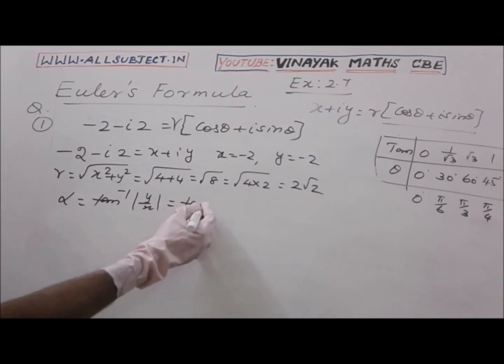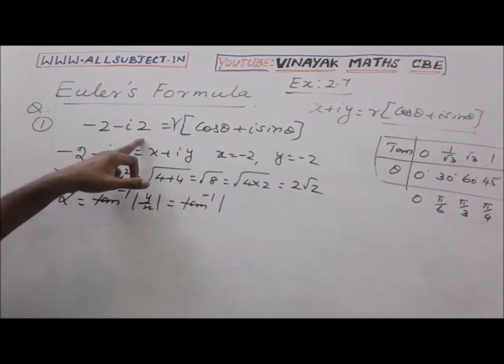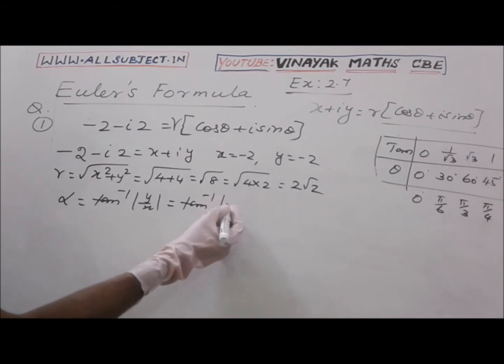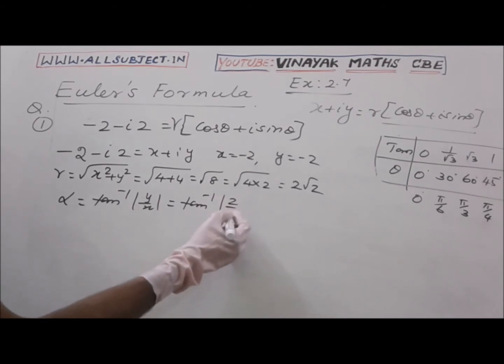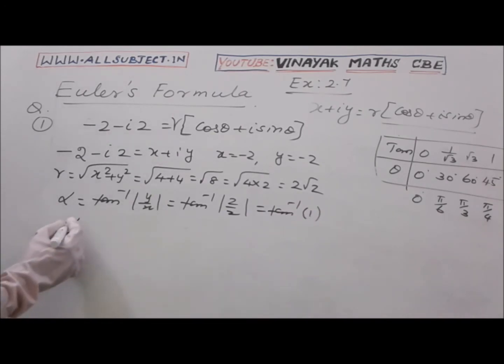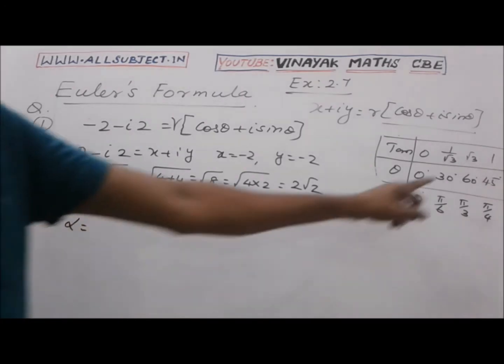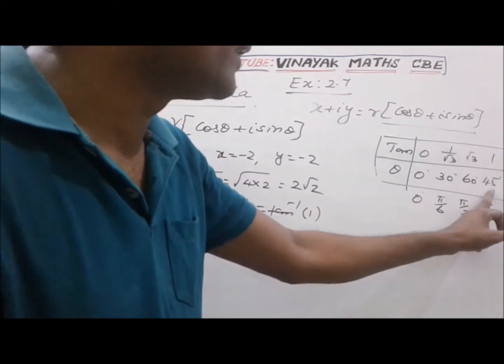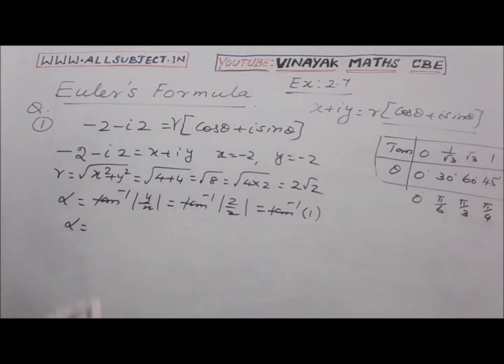Alpha is equal to tan inverse of y by x, that is, 2 by 2, taking the modulus, so 2 by 2 equals tan inverse of 1. So alpha is equal to, when tan is 1, theta is 45 degrees, in radians it is pi by 4. That is equal to pi by 4.